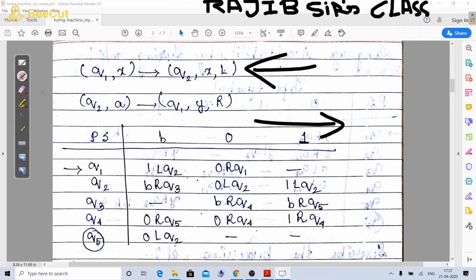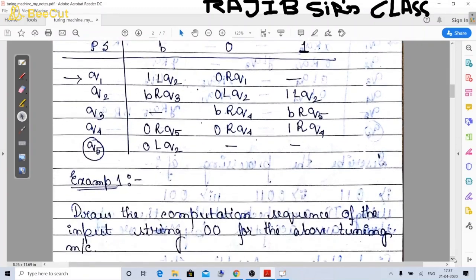Okay, now in the next part we will see one example of a Turing machine where we have a transition table, where all the transition functions are present and mentioned, and we will see the movement and draw the computation sequence of the input string 00 for the above Turing machine. So now, what is our initial state? Our initial state is Q1, okay, and we have the string 00.